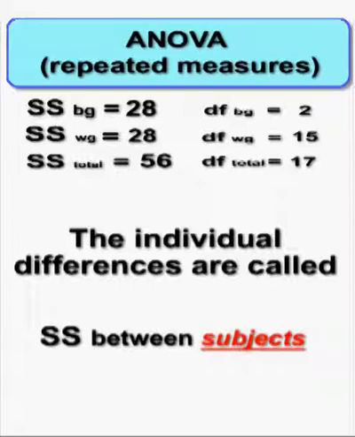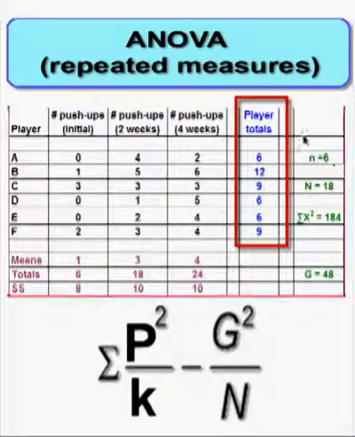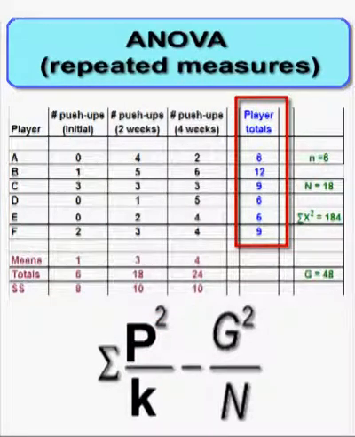The individual differences are called between subjects sum of squares. Do not be confused with between group sum of squares. These are called between subjects sum of squares, only used in repeated measures. This P, if you remember, is the total from each individual. These guys. So let's go ahead and plug and chug.